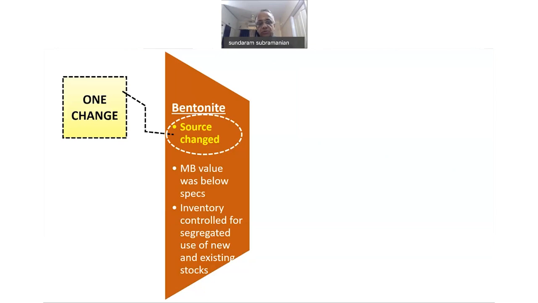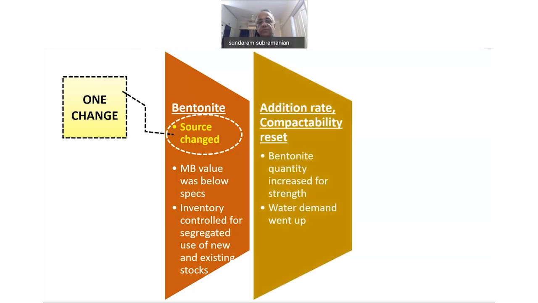Inventory controlled for segregated use of new and existing source. This is an immediate action that was taken. Yes, we know that source is different and the value is less. So segregation activities started. Now let us look at the next scenario here.